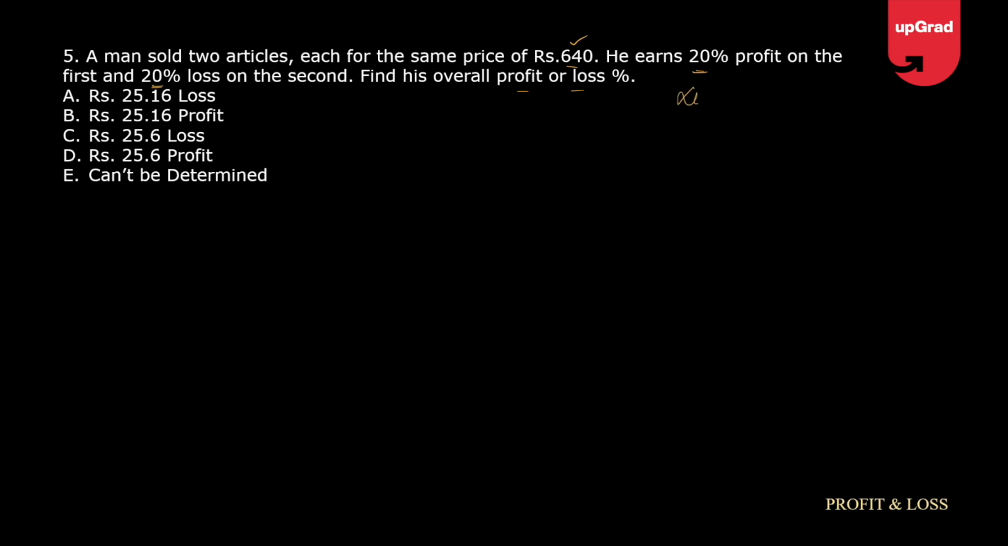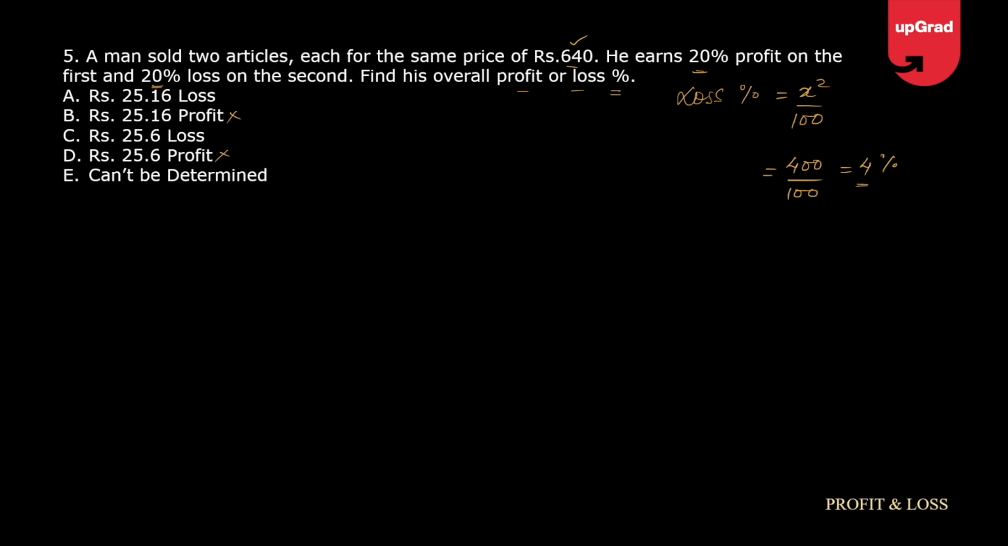So what do I get? My final outcome should be loss percentage is equal to X square by 100. So with this, I can say that option number 2 and 4 are absolutely incorrect. We can't have profit. So what is the loss percentage? X is 20 here. Square of 20 gives me 400 upon 100, which means I will have a loss of 4%. Now the question says find his overall profit or loss percentage. Or in fact, it should not be percentage, it should be the value.